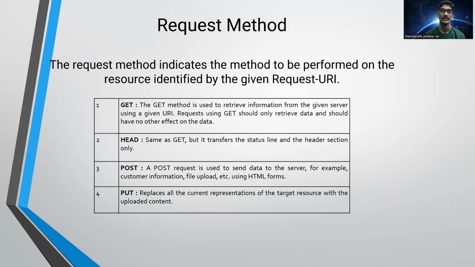The first method is GET. The GET method is used to retrieve information from the given server using a given URI. A request using GET should only retrieve data and should have no other effect on the data. So this GET method, which is used by the client side to the server side, is used only for retrieving the data without affecting anything else.